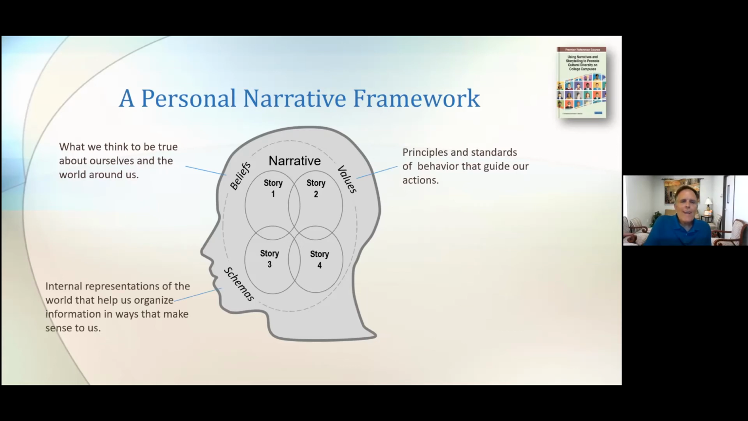Schemas represent our internal representations of the world that help us organize information in ways that make sense to us. A simple schema about race might be, my skin color is the same as those within my ethnic group, while a more complex one would be, my ethnic group experiences more or less privileges than those in other groups.